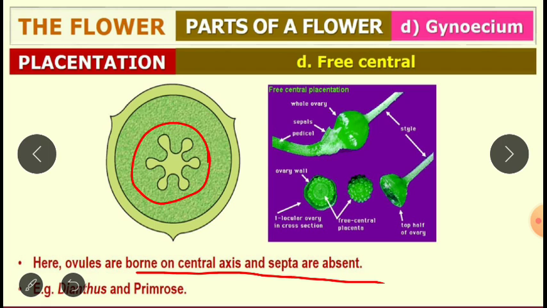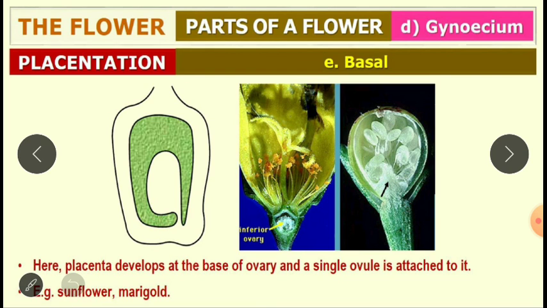The simplest example of the free central is going to be your chili. You can observe the free central type of placentation in the chili plant or in primrose. The last one is going to be the basal placentation. Here the placenta develops at one side, that is at the base of the ovary, and only a single ovule is attached to it. You can see this type of placentation in flowers like sunflower and marigold.